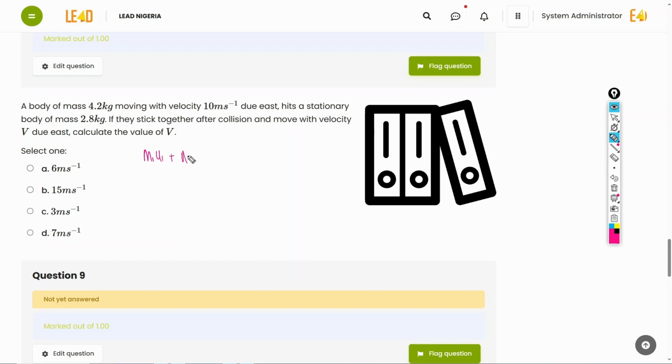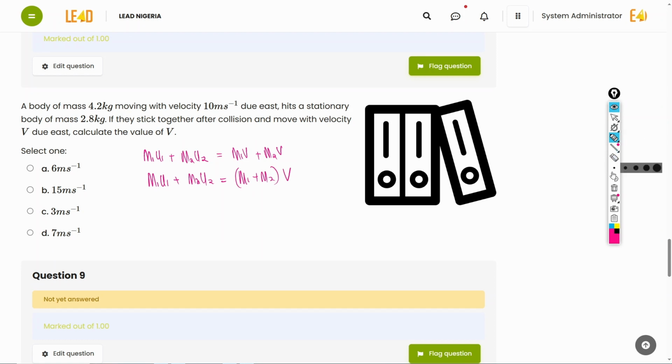m1u1 plus m2u2, so this total initial momentum from both bodies must equal m1v1 plus m2v2. So this is the basic law, right, of linear momentum being conserved before and after. All right, but then we know that v1 and v2 are the same, right? So nothing stops me from going ahead and just replacing that with v. So that will simplify my equation too. m1u1 plus m2u2 is equal to m1 plus m2 times v.